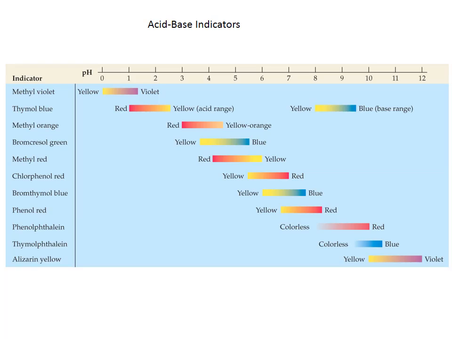This chart indicates several different indicators and their respective pH color transitions. So you would choose an indicator appropriately depending on the purpose of that indicator, to discern between two different solutions perhaps, or to use as an indicator in a neutralization reaction titration.